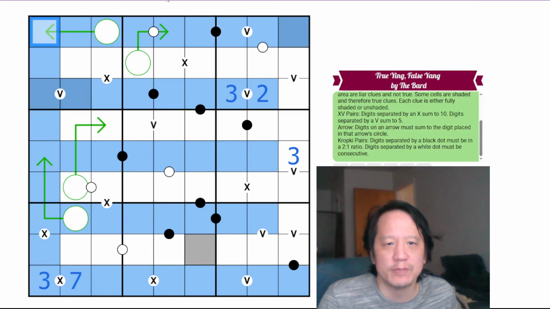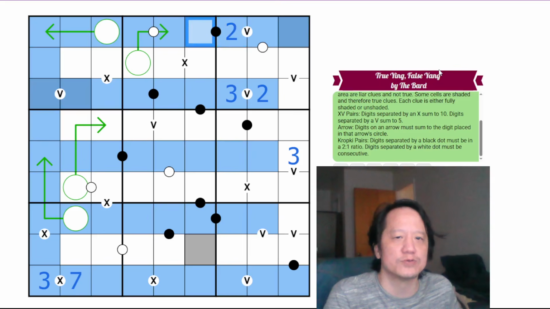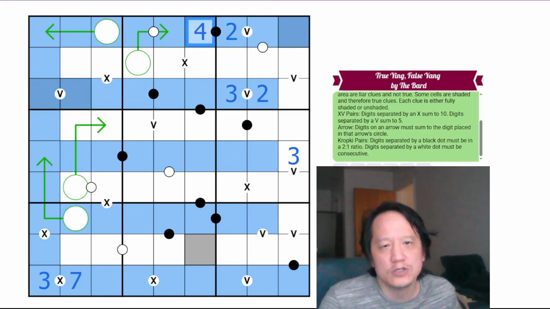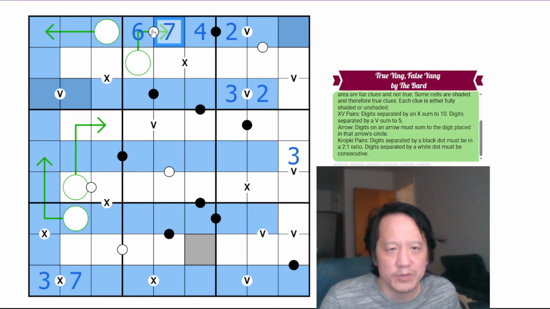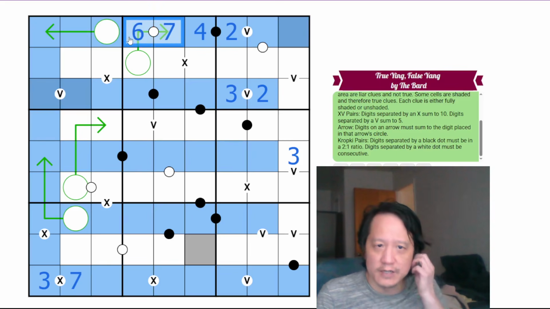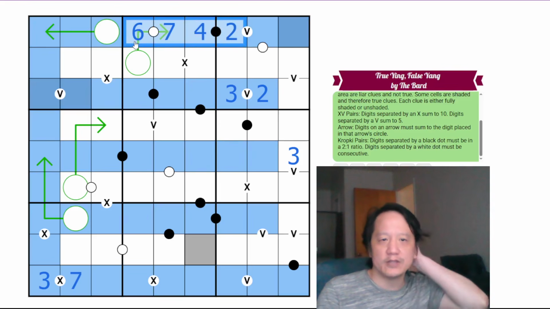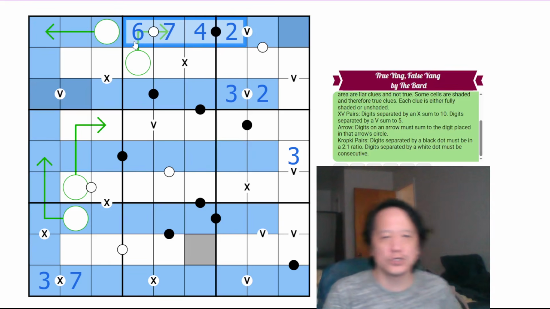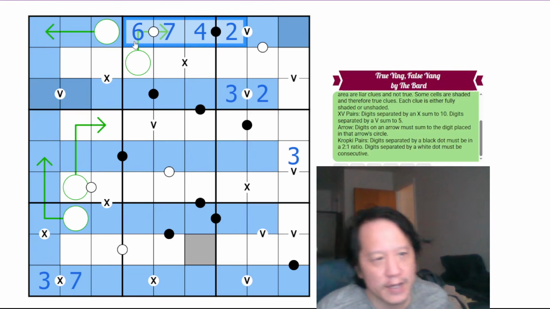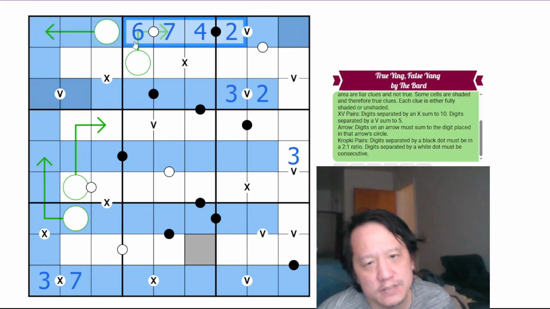So, for example, if this were, say, a 2 here, this would have to be 1 or 4 to make sure that this is in a 1-to-2 ratio here. And if this were, say, a 6 here, this would have to be 5 or 7, because they need to be consecutive, because there's a white dot between them, and they are in the shaded region. So, keep that in mind.